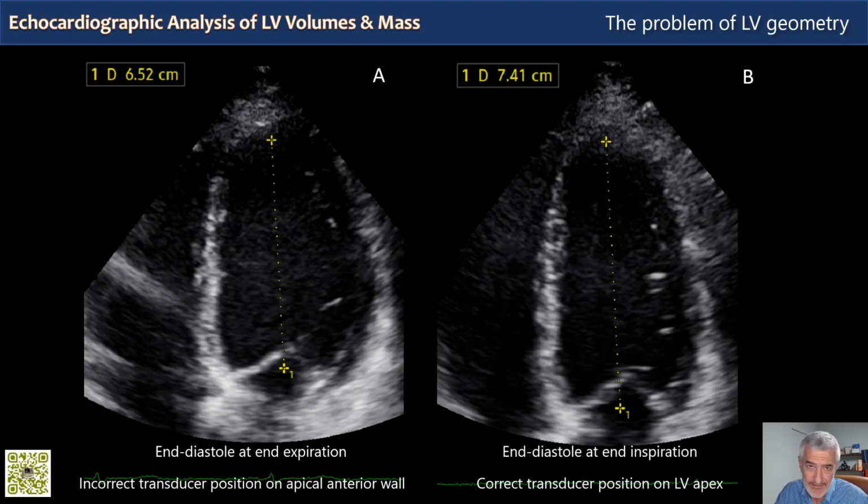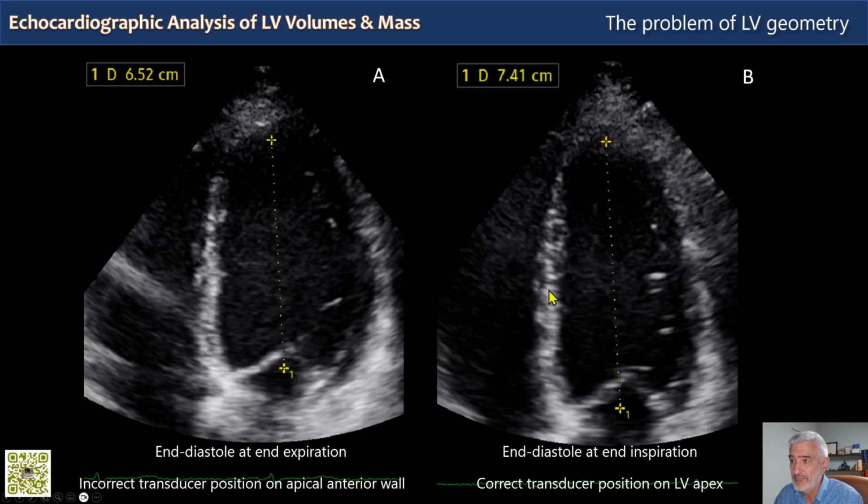The only way, in fact, to determine if we are obtaining a correct geometry in our patient is to explore different apical views. There's no other way. Both by moving the transducer and by varying, we must have a collaborating patient, the respiration phase. So by exploring the left ventricle at the end of inspiration and at the end of expiration, or even midway, until we obtain the longest long axis of the left ventricle.